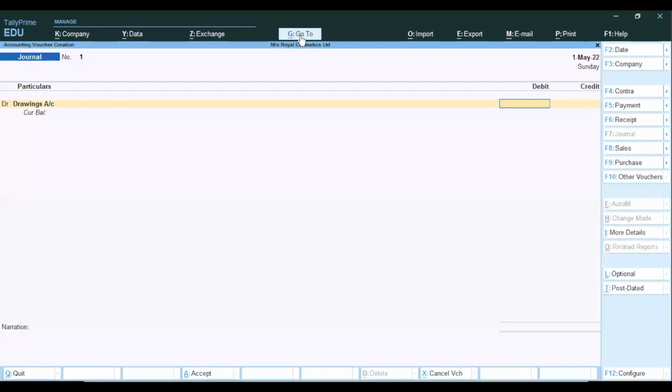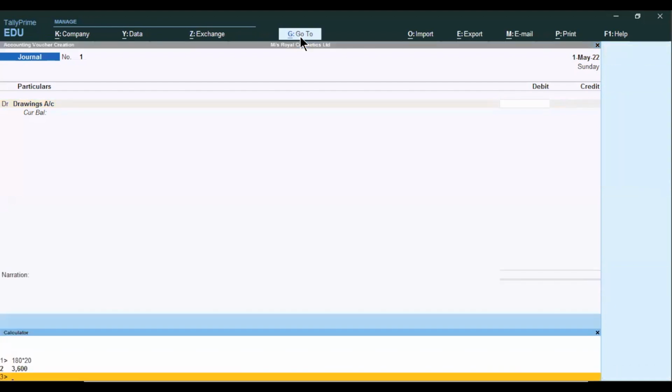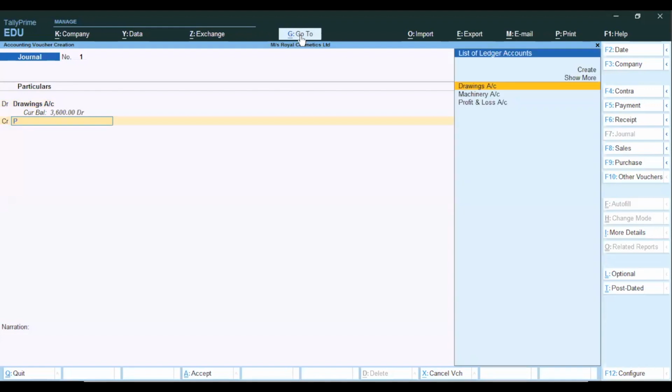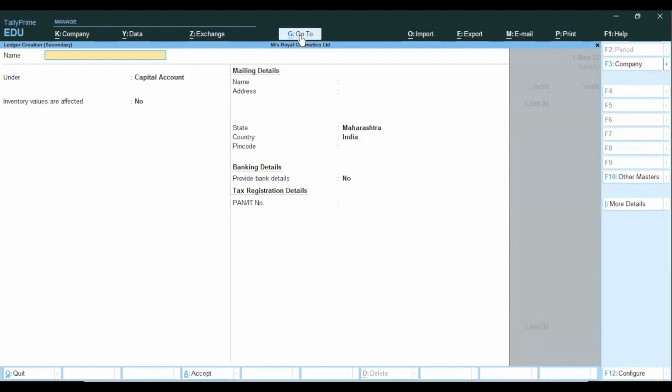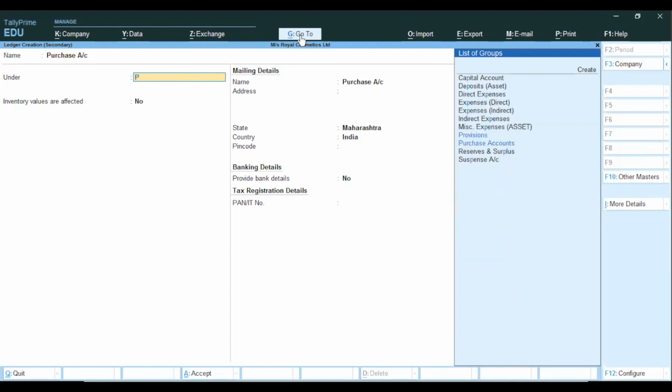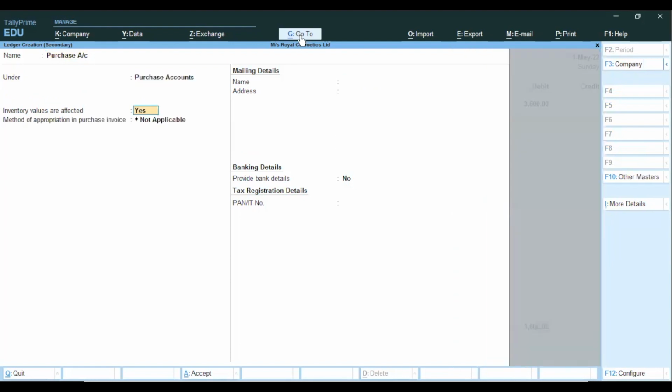Press escape key, and now we are in the entry part. So the total amount of drawing will be 3600. So I'm entering 3600 to purchase ledger. We don't have that ledger. I will create the same, Alt C. By using Alt C, purchase account. Purchase account is under purchase group, purchase account.